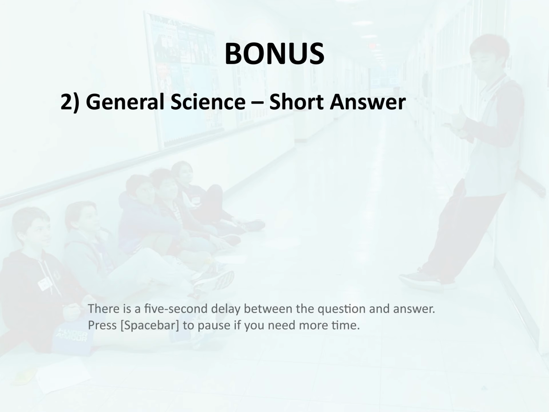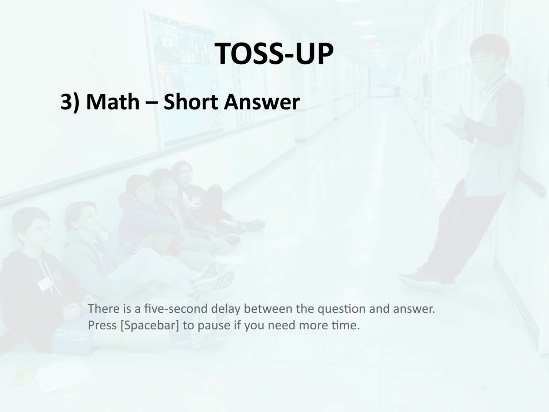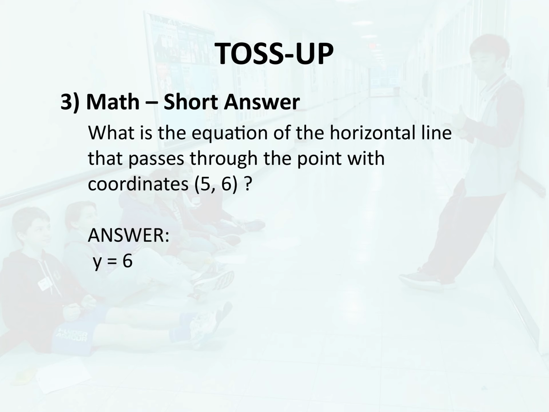Bonus 2. General science, short answer. To the nearest whole number, 100 kilometers per hour is how many meters per second? Answer: 28. Toss-up 3. Math, short answer. What is the equation of the horizontal line that passes through the point with coordinates 5, 6? Answer: y equals 6.